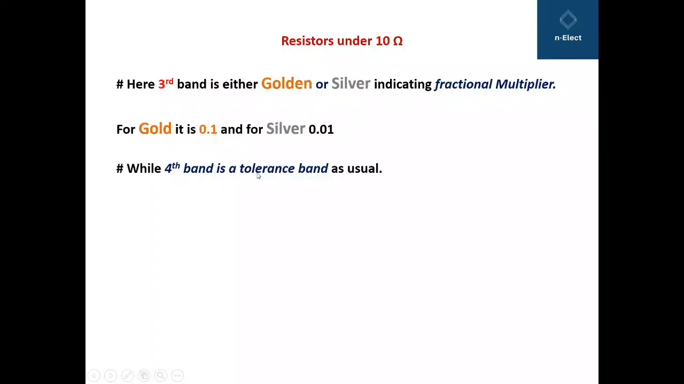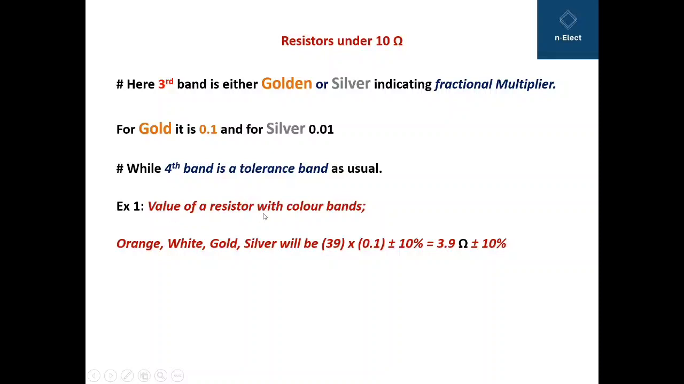While the 4th band is a tolerance band as usual. Means, see, there are 2 chances now. It may be a 3-band resistor, or it may be a 4-band resistor. In a 3-band resistor, if you are getting the 3rd band golden or silver, then it will be a fractional multiplier. And if you are getting golden or silver at the fourth position, then it will be a tolerance. So you should differentiate this to get it clarified.